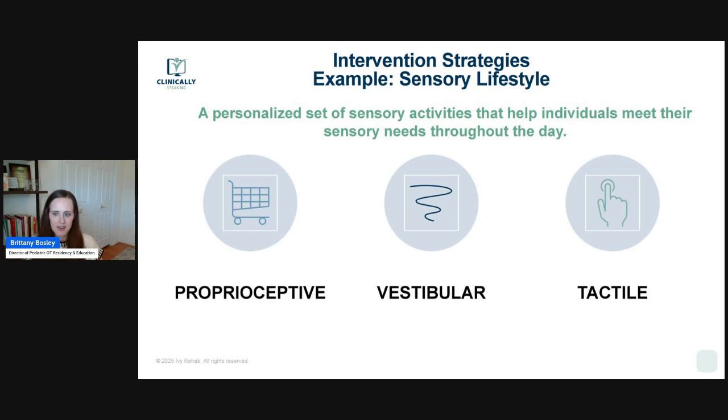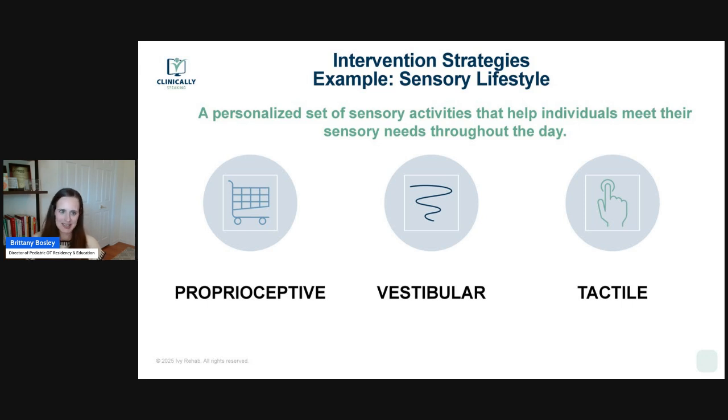The goal is to create an environment and routine that fosters self regulation, emotional stability, and functional participation in the home, school, and community. And so it's really important to note that a sensory lifestyle is customized to each individual child or person based on that person's unique sensory profile. Whether they need calming input or more stimulating experiences, it's going to depend. And sometimes it depends on the hour, on the day, on how that person slept the night before, what they ate. A lot of factors go into what a person's unique sensory profile looks like at any given moment.